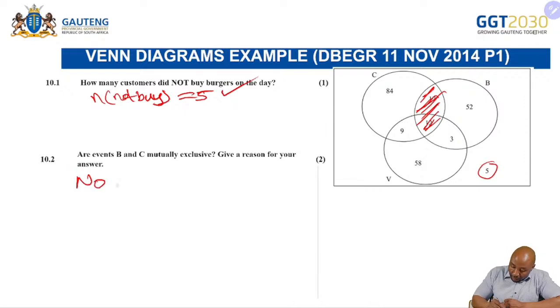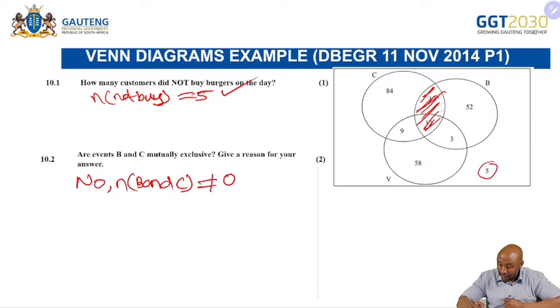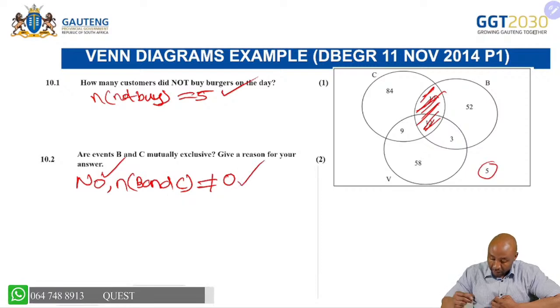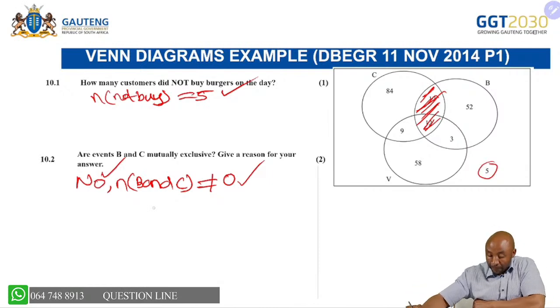Why? Because the number, you can use number in B and C, is not equal to 0. You have 29, 17 plus 12 gives you 29 there on the intersection. Therefore, we are saying the events are not mutually exclusive. Or alternatively, you can say there is an intersection as a reason. So no, because the number in B and C is not equal to 0. Remember, for mutually exclusive, the number in B and C, or the probability in B and C, must be 0.